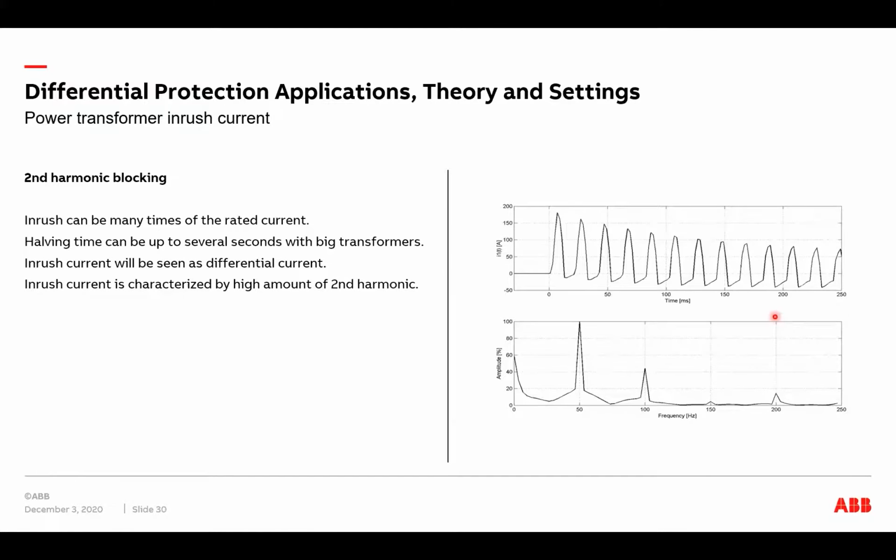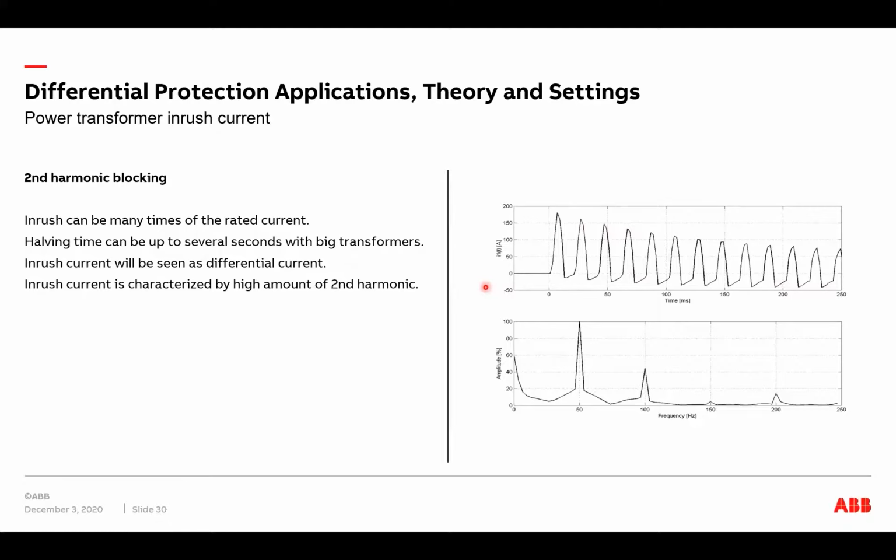When we are energizing a power transformer, there will be so-called inrush current. And this inrush current is a magnetizing current, which will only be seen on one side of the power transformer. So it will be seen on the side that is energized. And if we look at the waveform of the inrush current, it looks something like this, like in this picture here.